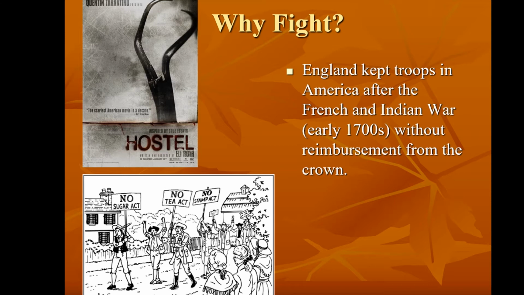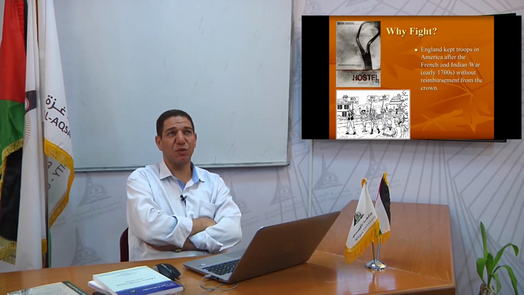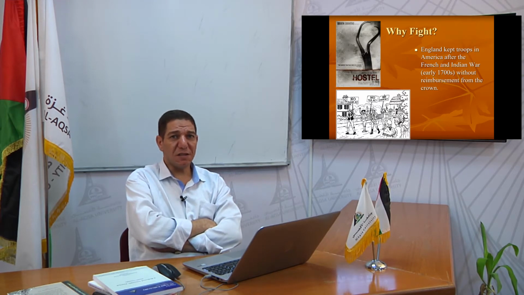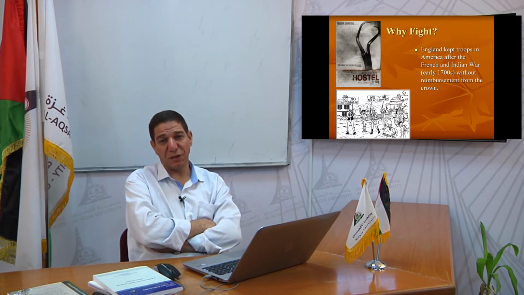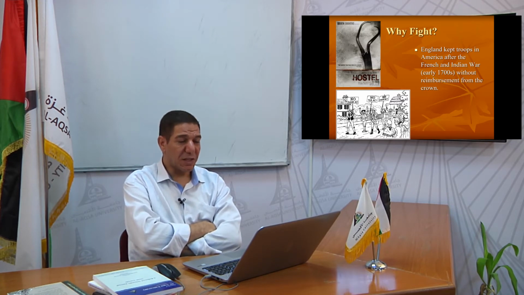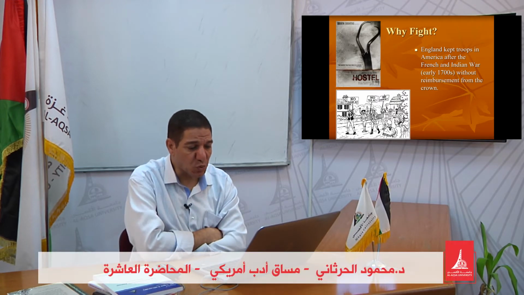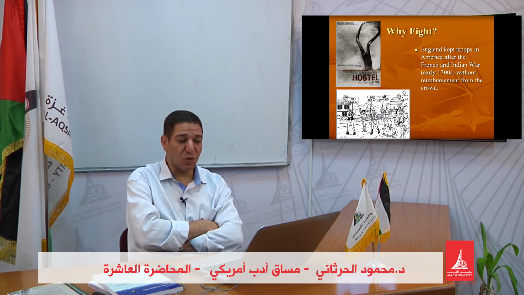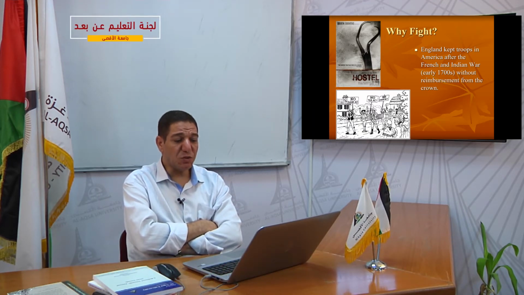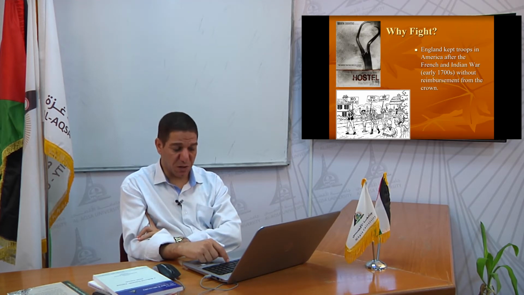So their revolution against the British Empire, the direct reason for the revolution was the taxes. And in the history of the American Revolution, there is this incident that is called the Boston Tea Party. It is good to look for it. Boston Tea Party. That was a mark in the American Revolution against the British. England kept troops in America after the French and Indian War, early 1700s, without reimbursement from the crown. So they were subjected to the crown. Okay?